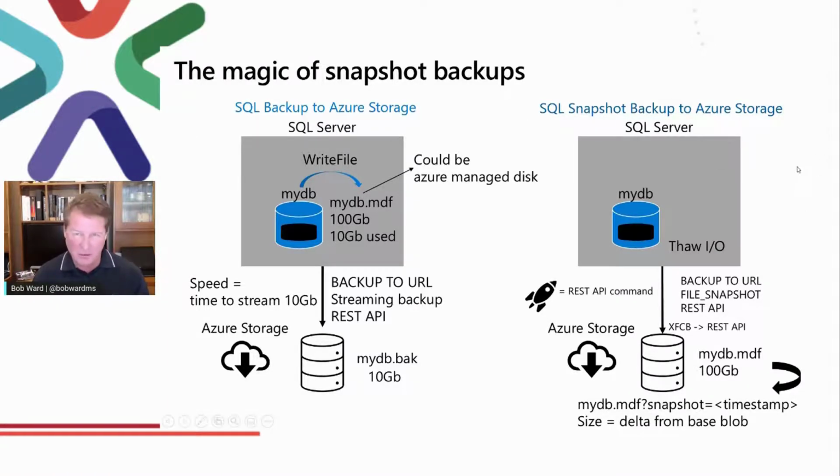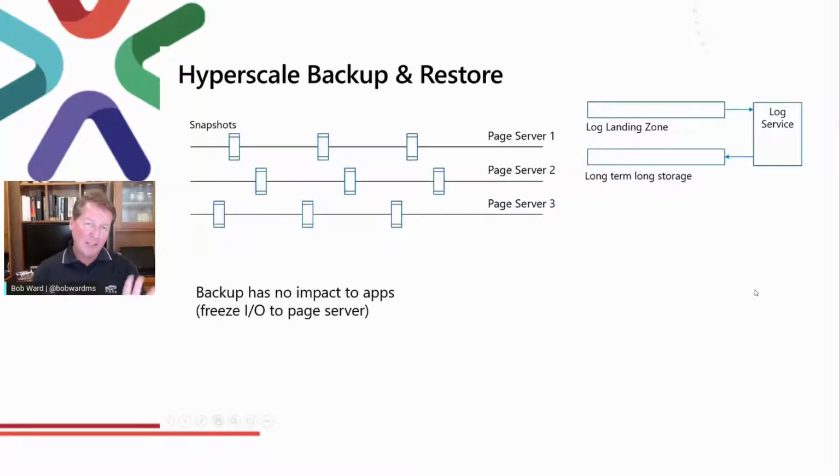Now, how does that apply to hyperscale? Well, first of all, because of the fact that we're doing these snapshot backups, we have no impact on applications. The freeze IO operation applies to the page servers. Remember, Denzel said that a page server is tied directly to a file in Azure Storage. So the primary compute doesn't even know this is going on.